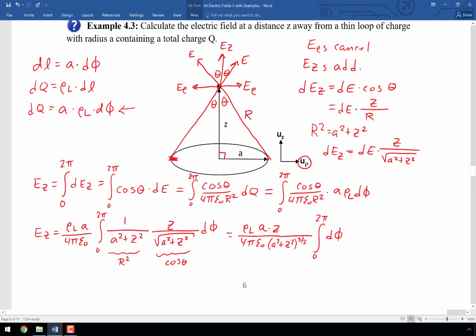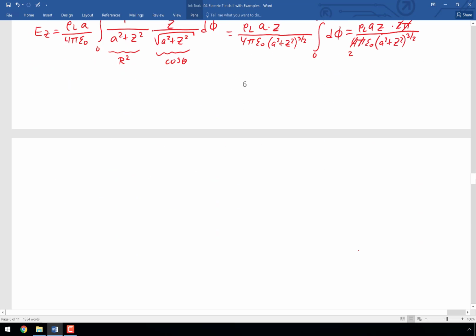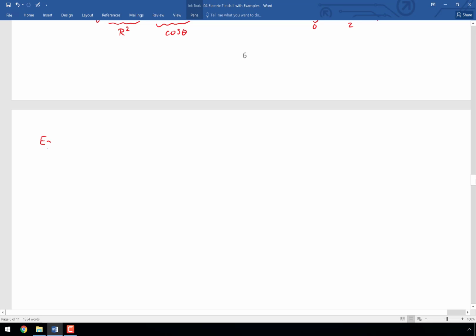That's about the simplest integral that I can do. So this gives me rho sub L a z divided by 4 pi epsilon 0 times a squared plus z squared to the 3 halves power, times 2 pi. And again, you can ask yourself, how much simplification should we do? Well, I'm going to cancel out these pi's, and I'm going to cancel out 2 with half of that 4. And I'll have E sub z is equal to rho sub L a times z divided by 2 epsilon 0 times a squared plus z squared to the 3 halves power.